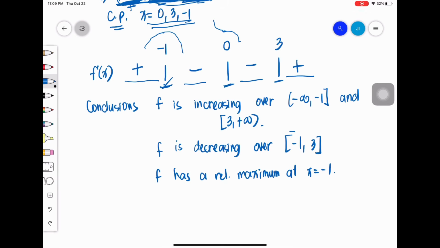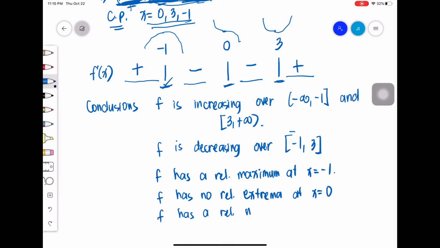If that happens, we can opt not to write it down, but in this case, let us put it down as well just to take note of that. f has no relative extrema at the critical point x equals 0. Do you follow? Then lastly, for this critical point, you are decreasing before 3, but after 3 you are increasing. So what can you say? What you can say is f has a relative minimum at x equals 3. Okay? Yeah, so that's it.